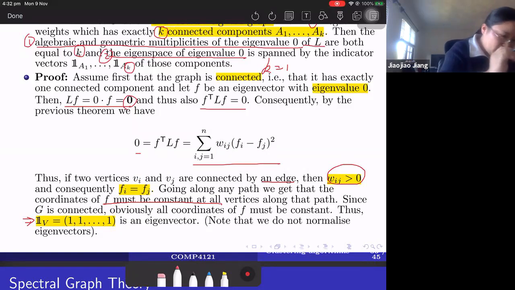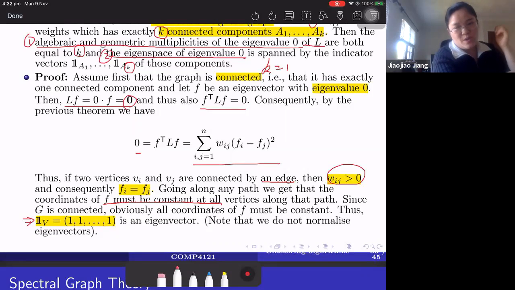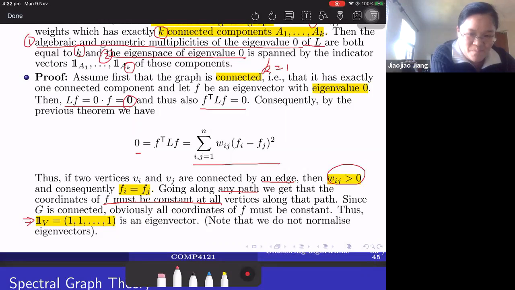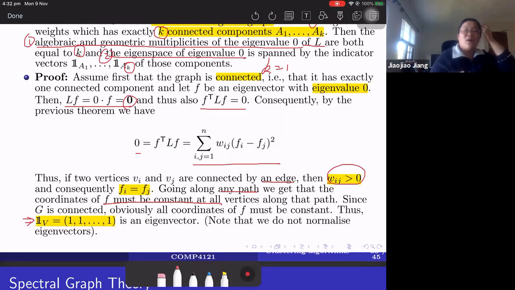Now we can move from an edge to a path, to any path on the undirected weighted graph G. So going along any path, how should I write it?